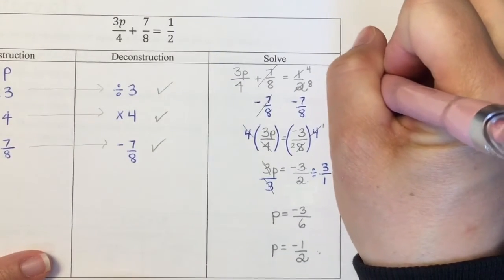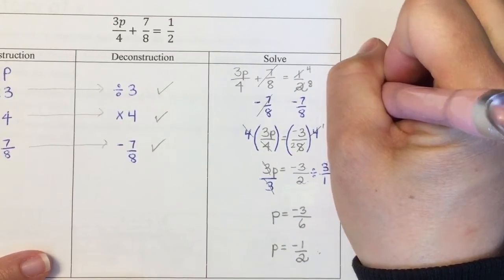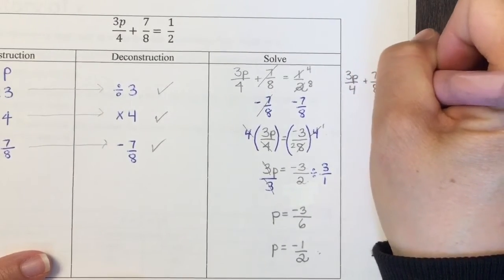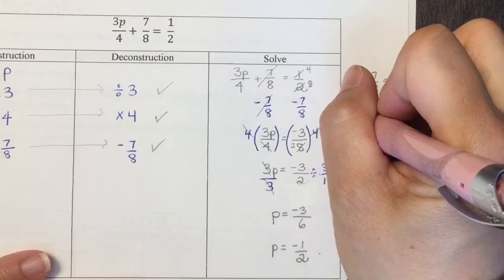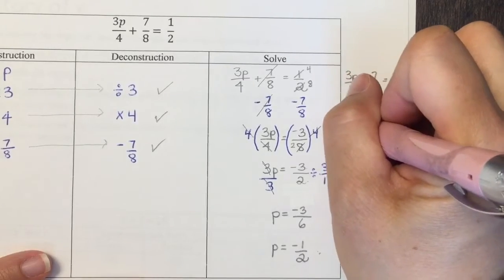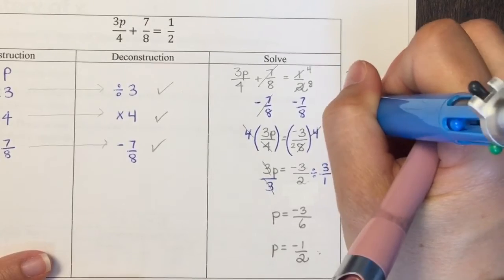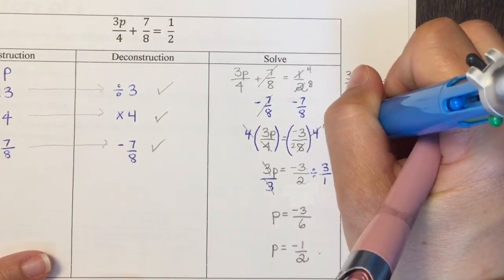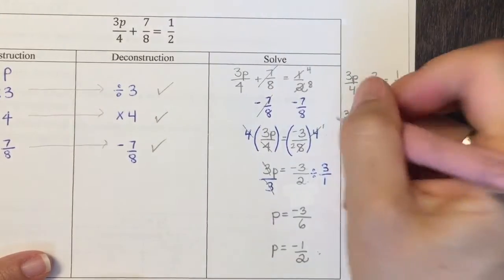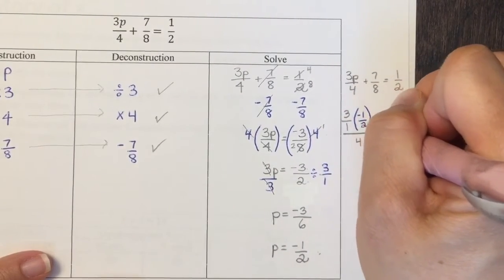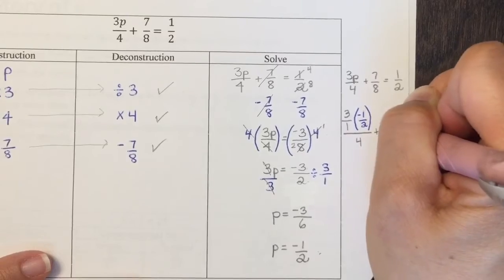Okay, so we have 3p divided by 4 plus 7/8 equals 1/2. I'm going to change 3 to 3 over 1 because we're going to multiply that by negative 1 over 2. And we're going to divide that whole thing by 4 plus 7/8 equals 1/2.